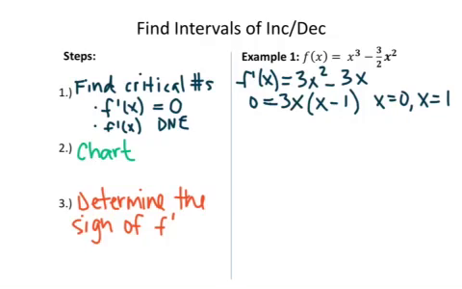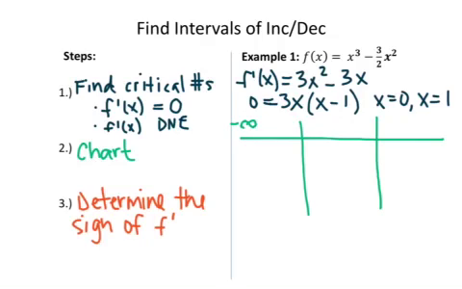Now that we have those critical numbers, we're going to set up a chart. So this is that second step. So my chart is going to be broken up using those critical numbers as breaking points in my interval. So I'm going to go all the way from negative infinity until we get to that first critical number. Now that first critical number is 0.